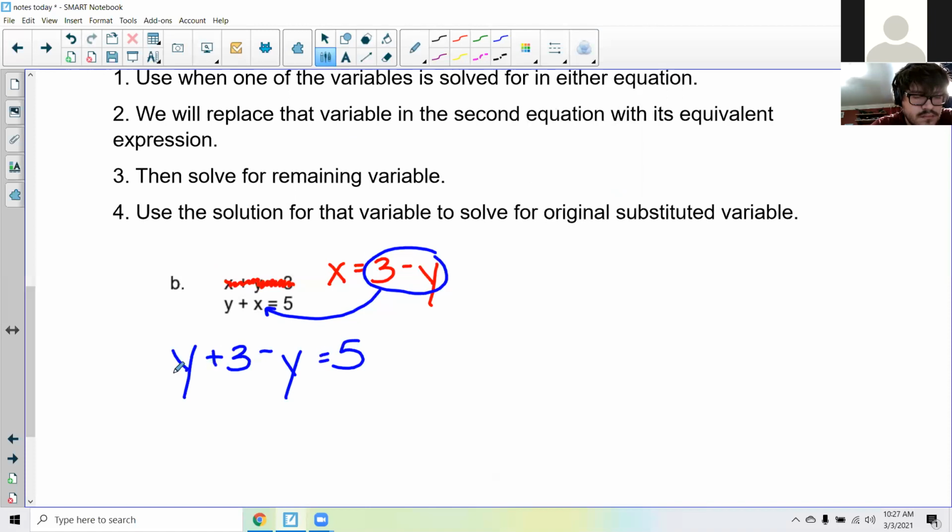I'm going to combine like terms. I have a y and a negative y. They cross out. I'm left with 3 equals 5. That doesn't make any sense.